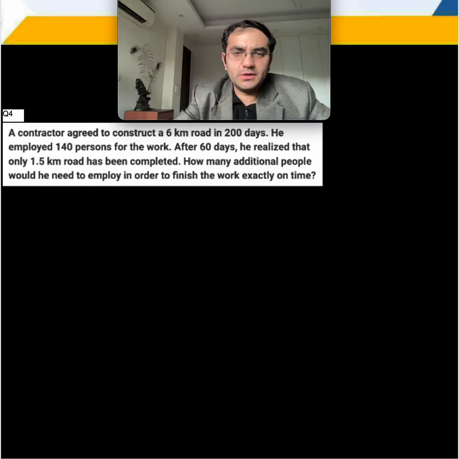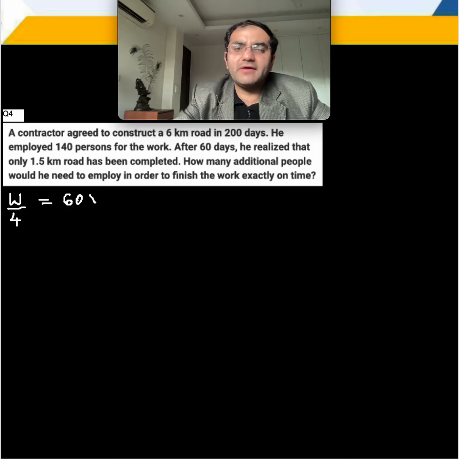Question on time and work. The contractor agreed to construct a 6-kilometer road in 200 days, for which he has employed 140 people. Now, after 60 days, he realized that only 1.5 kilometers road has been completed. 6 में से 1.5 means 1/4 of the work. Let the total work be W. Out of 6 kilometers, 1.5 kilometers is done. That's 1/4. Who has done this work? This 1/4 work has been done in 60 days by 140 people.